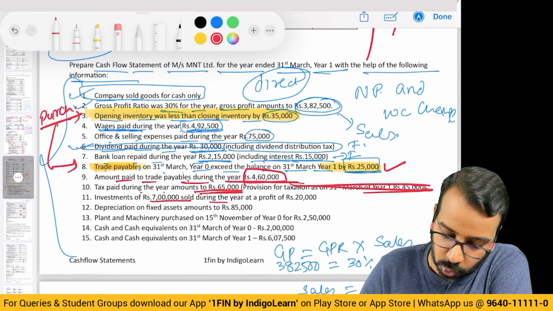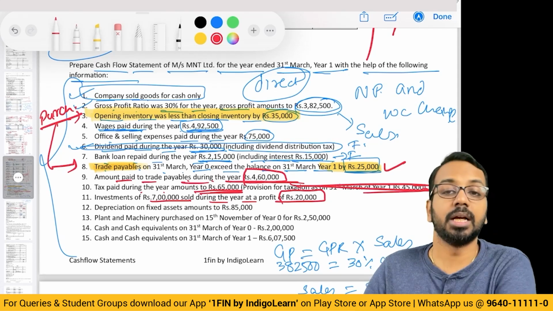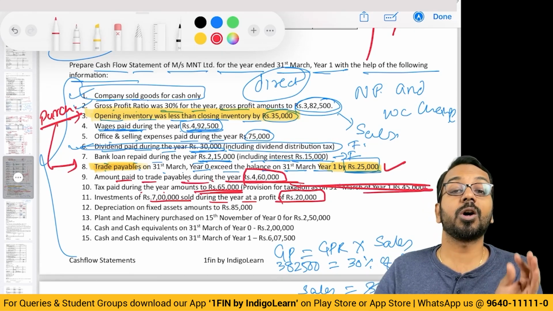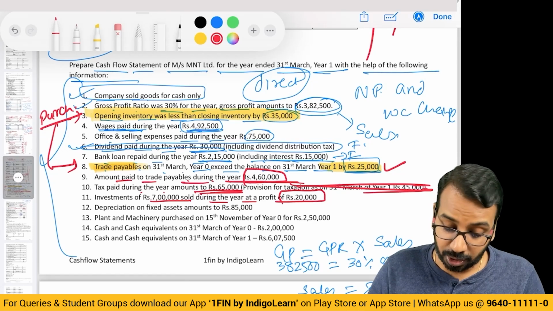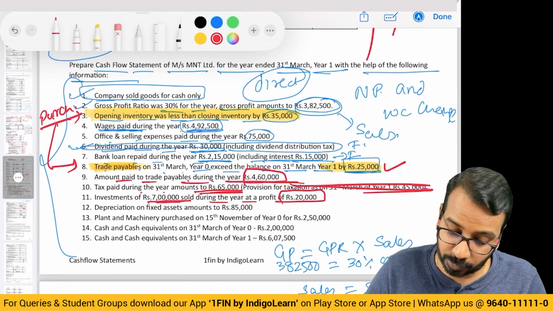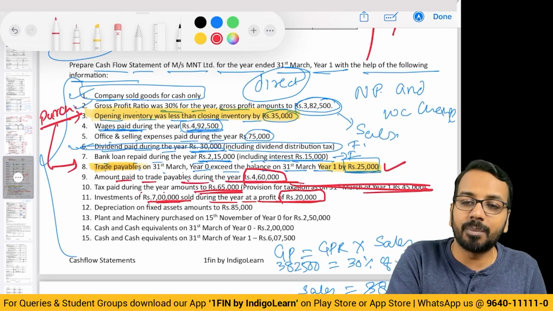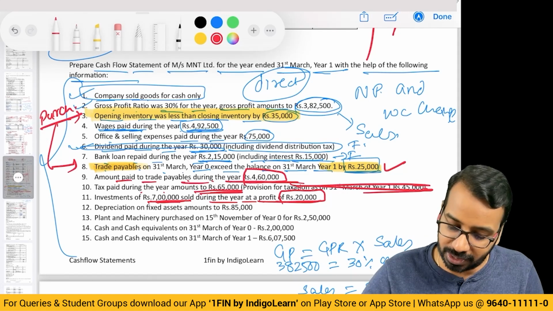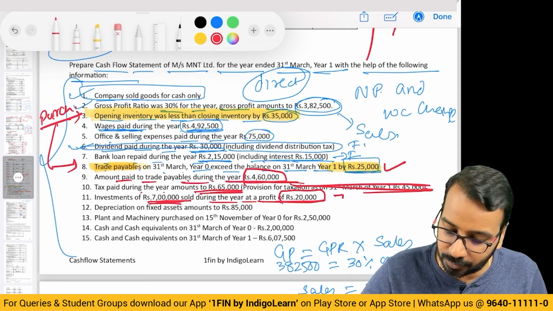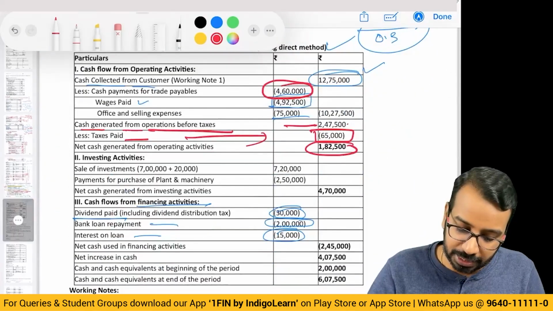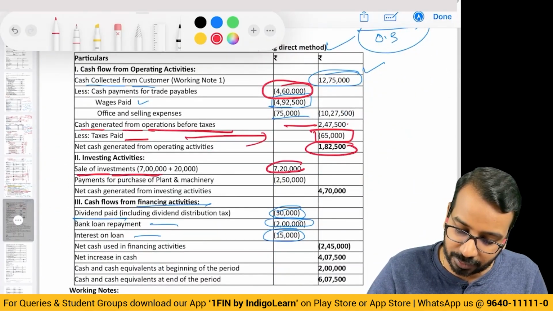Then investment of 7 lakhs sold during the year at a profit of 20,000. Now for financing activities and investing activities, gross amount is what is relevant. 7 lakhs was sold at a profit of 20,000. So we need to calculate how much money we received. What is the money we received? 7 lakh plus 20,000. 7 lakhs 20,000 is what we have received. So sale of investment 7 lakh 20,000.